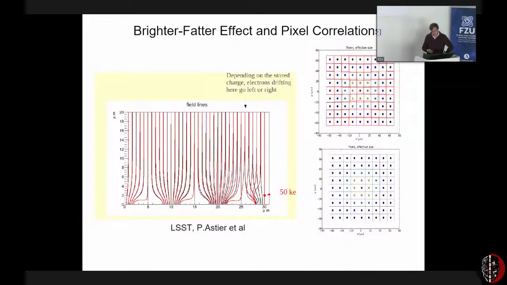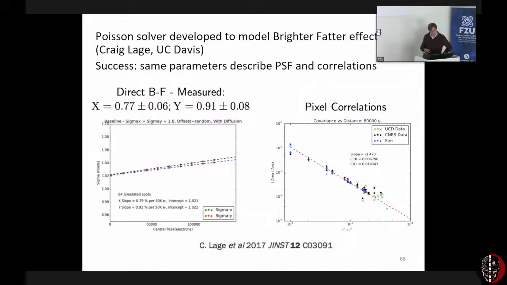And again, we created a Poisson simulator and studied that. A way to describe it is that pixels that receive charge shrink, right? Effectively they collect less light, so they have less area. Then, of course, the difficulty is that you can study that through so-called pixel correlations.